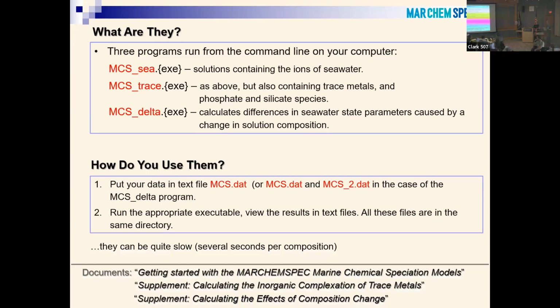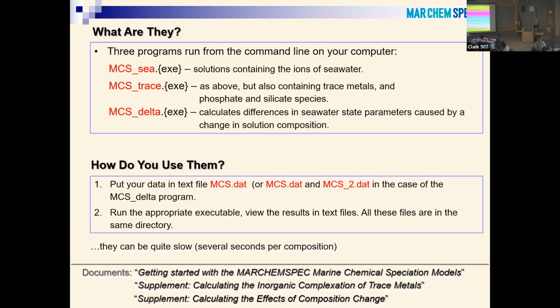So how do you use them? Most basically, you put your data in a plain text file called MCS_DAT. In the case of the Delta program, it has two files: MCS_DAT for solution composition 1, and MCS2.DAT, the second solution composition which it's being compared to. MCS_trace also uses simply a single MCS_DAT file. So you put your data in the file, you run the appropriate executable, and you view the results in plain text files or comma-separated values. And all of these files are in the same directory.